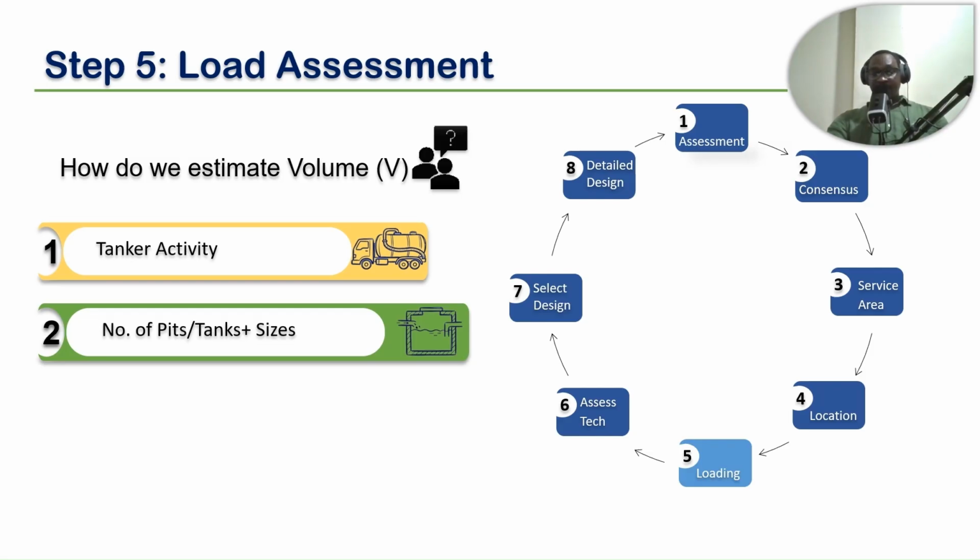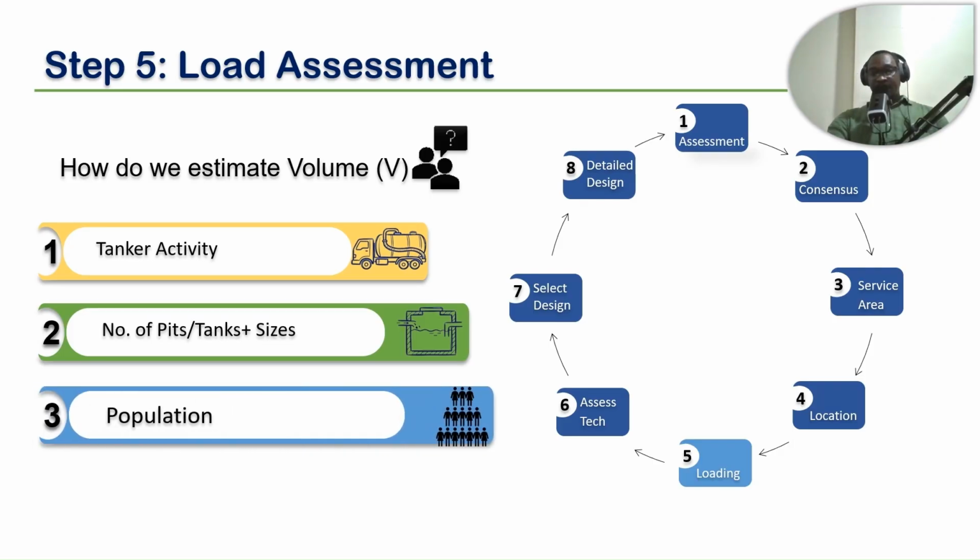Secondly, you're looking at if you have survey data, you've done your field visits, then you may have the number of pits in your community, the tanks, and also the tank sizes. This can also give you an idea of how much you expect from the community in terms of volume. The other is to do with the population. Here, population equivalents give you an estimated quantity that is generated in terms of fecal waste, which gives you an idea of actually what to expect from this community.